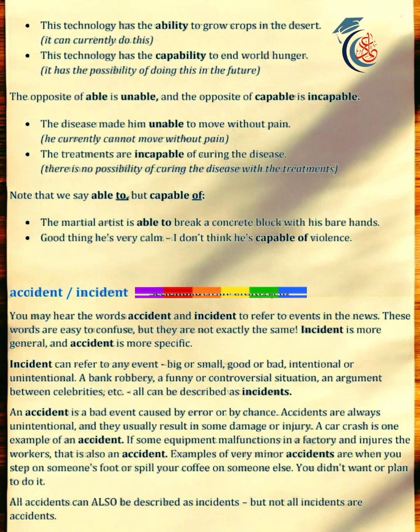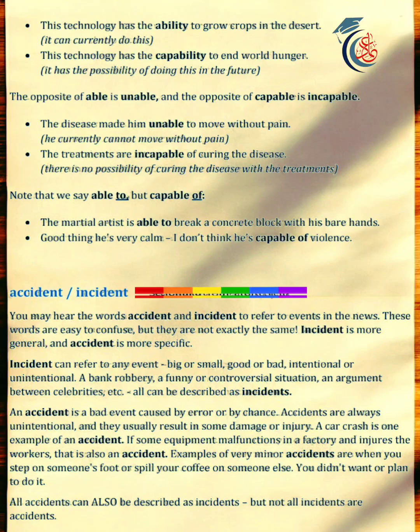An accident is a bad event caused by error or by chance. Accidents are always unintentional, and they usually result in some damage or injury. A car crash is one example of an accident. If some equipment malfunctions in a factory and injures the workers, that is also an accident. Examples of very minor accidents are when you step on someone's foot or spill your coffee on someone else. You didn't want or plan to do it.